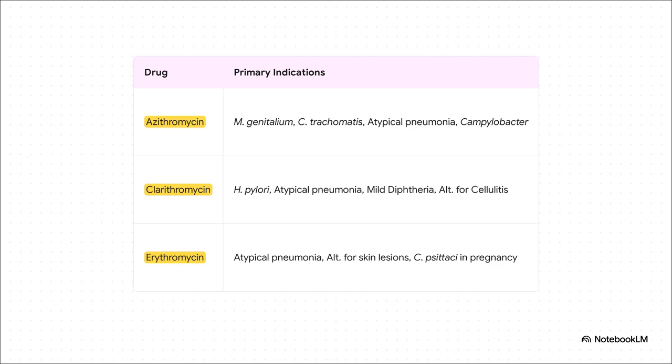Yeah, there's some overlap, you see it there with atypical pneumonia, but their main jobs are pretty different. Azithromycin is a workhorse for things like Mycoplasma genitalium and chlamydia. Clarithromycin, you're thinking H. pylori eradication. And Erythromycin has this very specific, incredibly important role for Chlamydiophila psittaci in pregnancy.